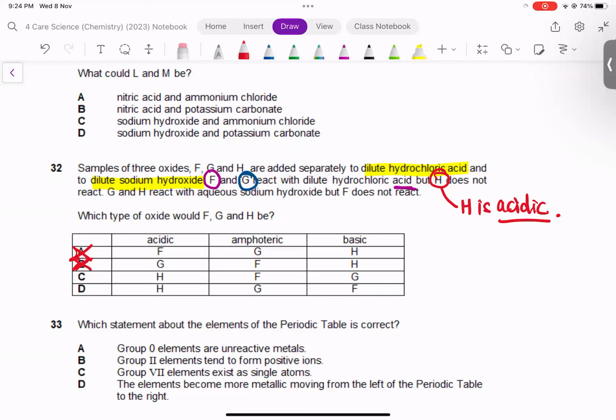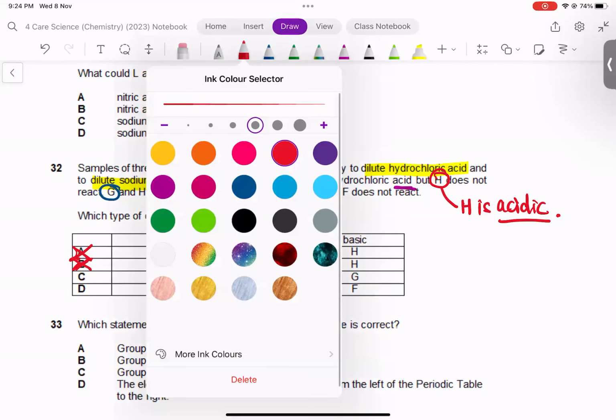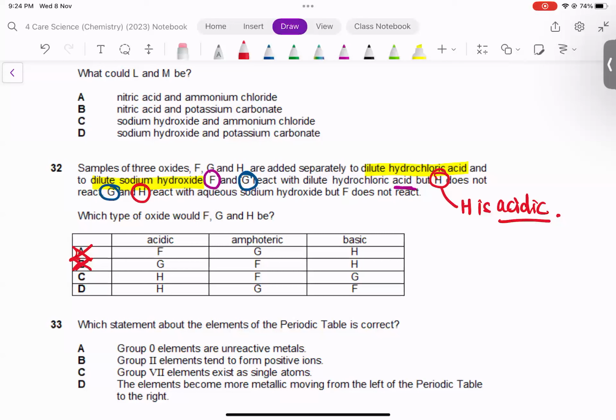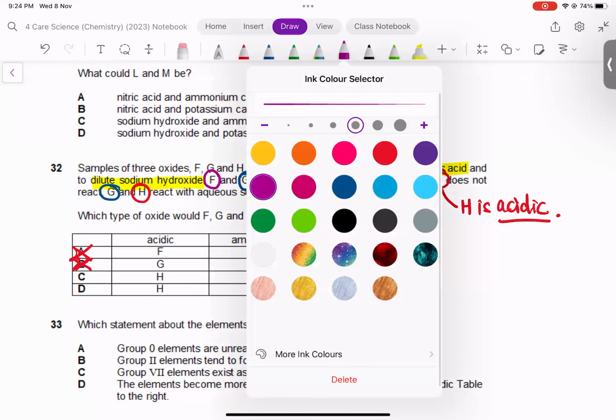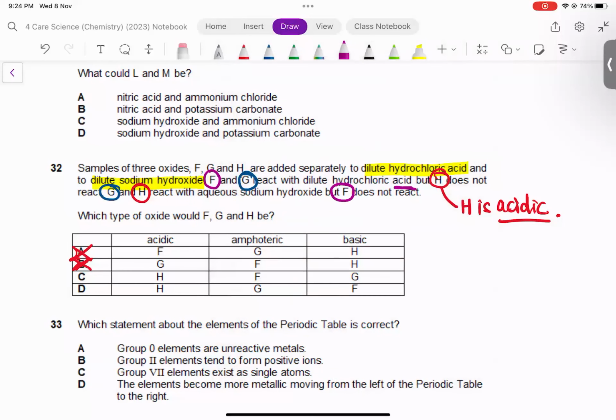All right, then you continue to read. G and H react with sodium hydroxide, but F doesn't react. So if F doesn't react, F is basic, because bases don't react with other bases. So F is basic, H is acidic. The answer is D for this question.